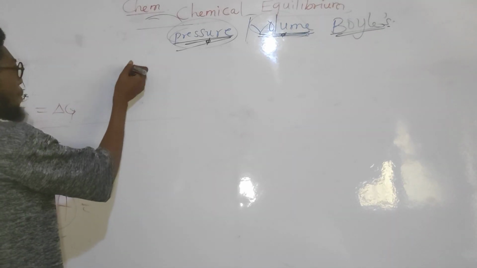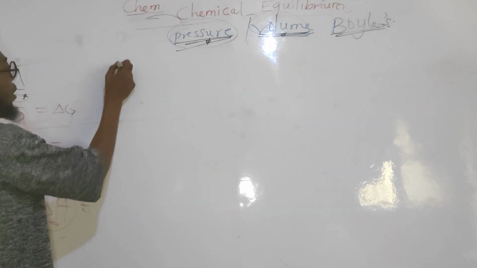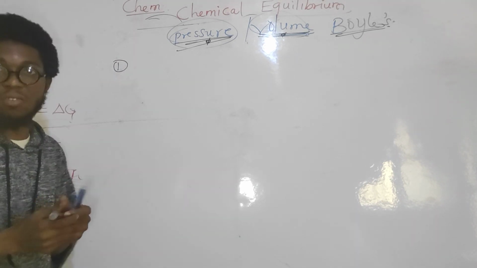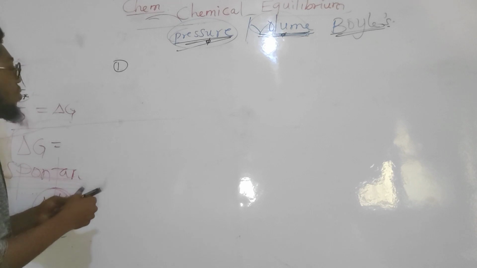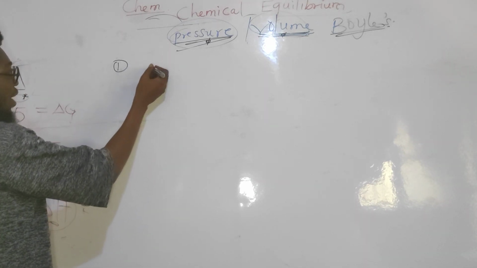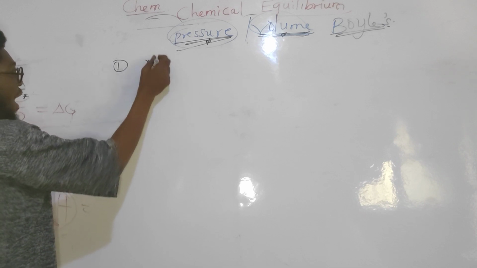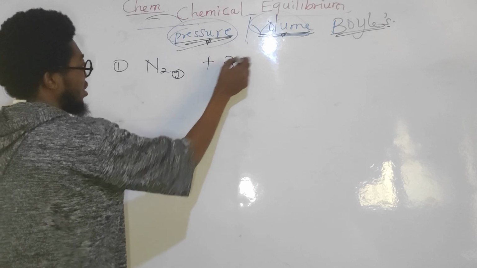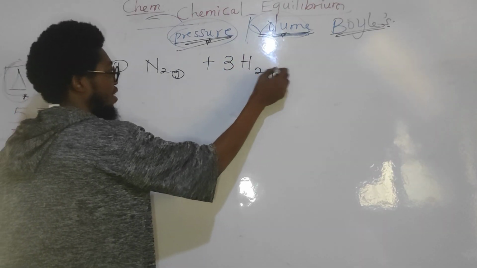Okay, so question 1, the very first question I'm going to solve here. Ammonia, Haber process. N2 gas plus 3H2, 3 hydrogen gas.